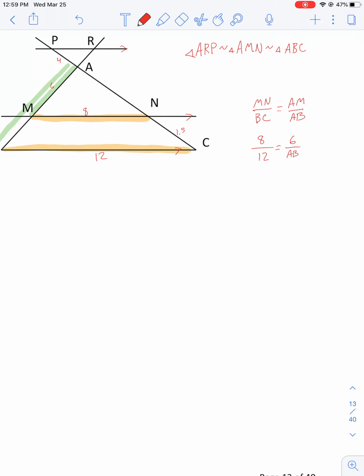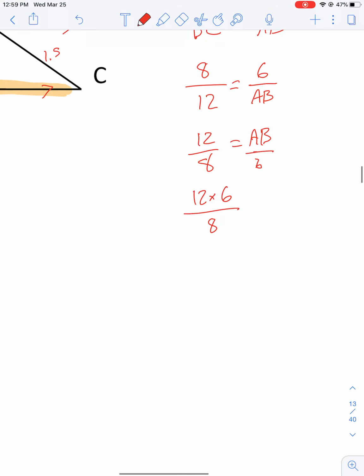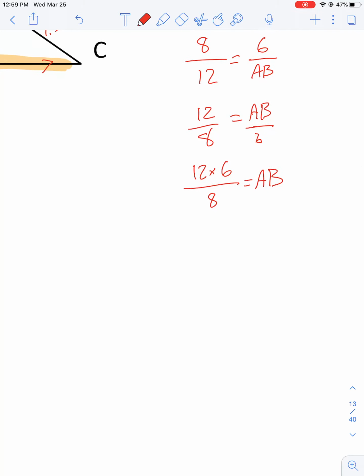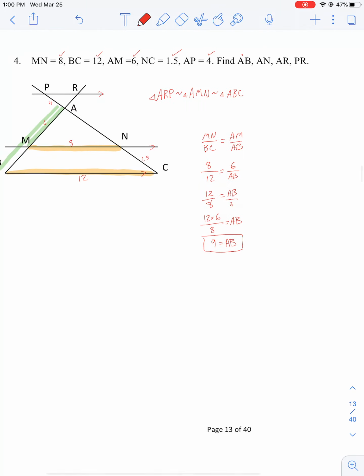And what do we get here? I don't like my unknown on the denominator, so I'm going to flip both my fractions. I feel like I've had to say that 10 times in today's lesson. You're going to use that trick over and over again. Multiply both sides by 6, so we get 72 divided by 8 is equal to AB. I feel like we've done 72 divided by 8 before as well, so we get 9 is equal to AB. And we get one more piece of the puzzle. So I've found AB there.